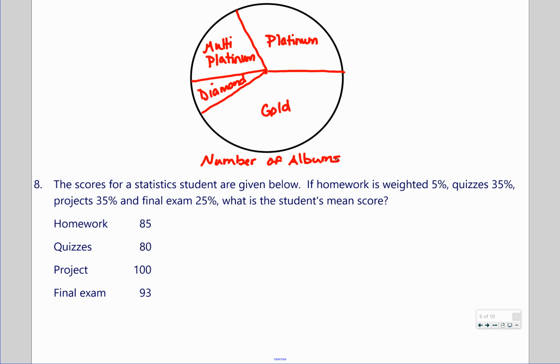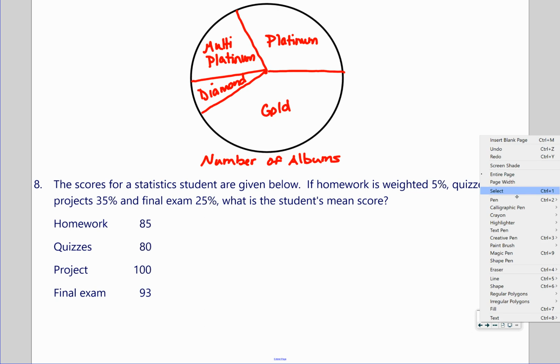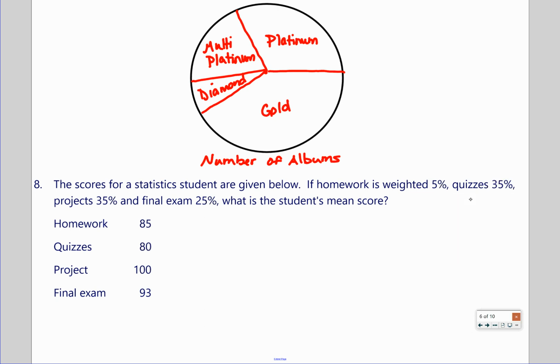Great. Okay, number 8 is a weighted mean that we're calculating. It says the scores for statistics students are given below. If homework is weighted 5%, quiz is 35%, projects 35%, final exam 25%, what is the student's mean score? Okay, so the formula that we used for this was the sum of all the x values times their weights divided by the sum of their weights. That's how we calculate a weighted mean.